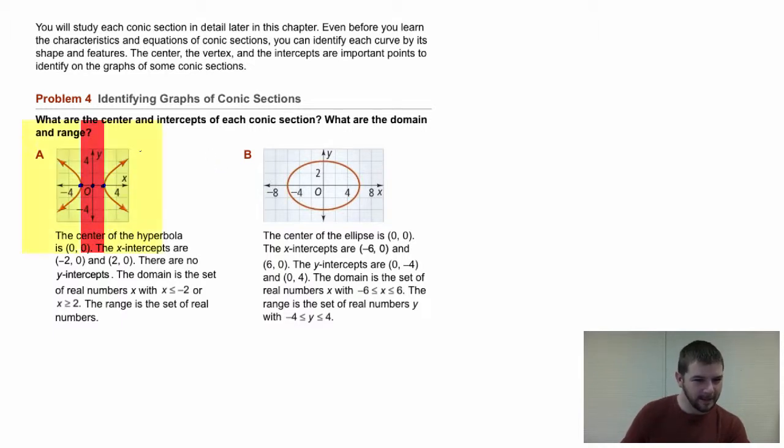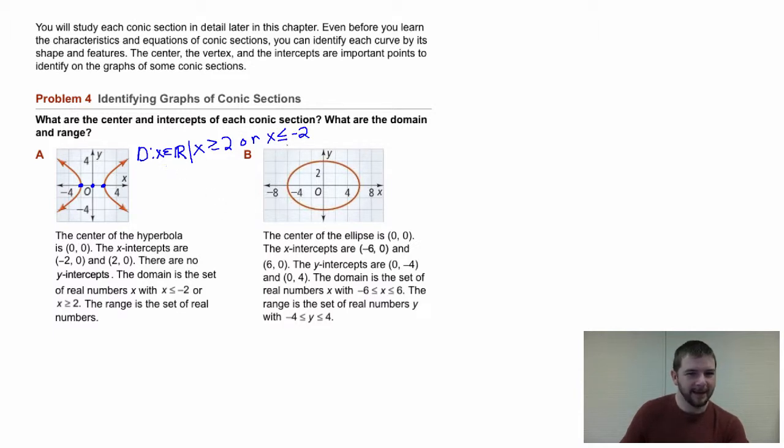So its domain, which can be stated this way, this just means x is an element of the set of real numbers, so all real numbers x, such that x is greater than or equal to 2, or x is less than or equal to -2. Basically that all says what I think we will probably find below right here. The domain is the set of real numbers x with x less than or equal to -2, or x greater than or equal to 2.